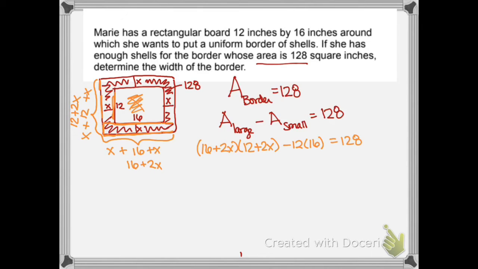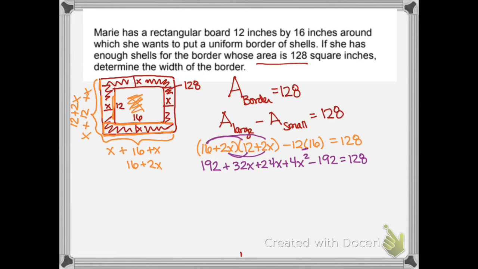We're going to distribute. So we have our 16 times 12 gave me the 192. 16 times 2x gives us 32x. 2x times 12 gives us 24x. And 2x times 2x is 4x squared. And then multiplying here, we have 192.